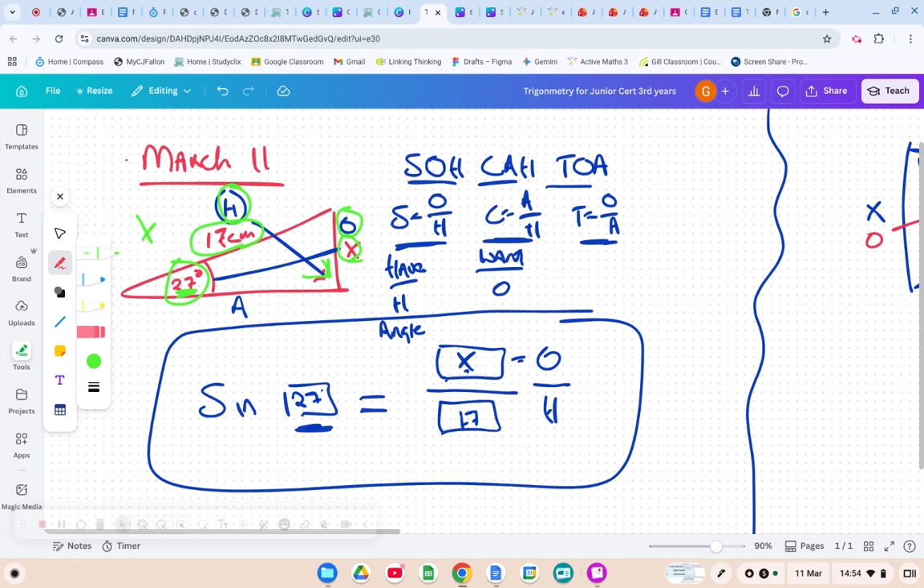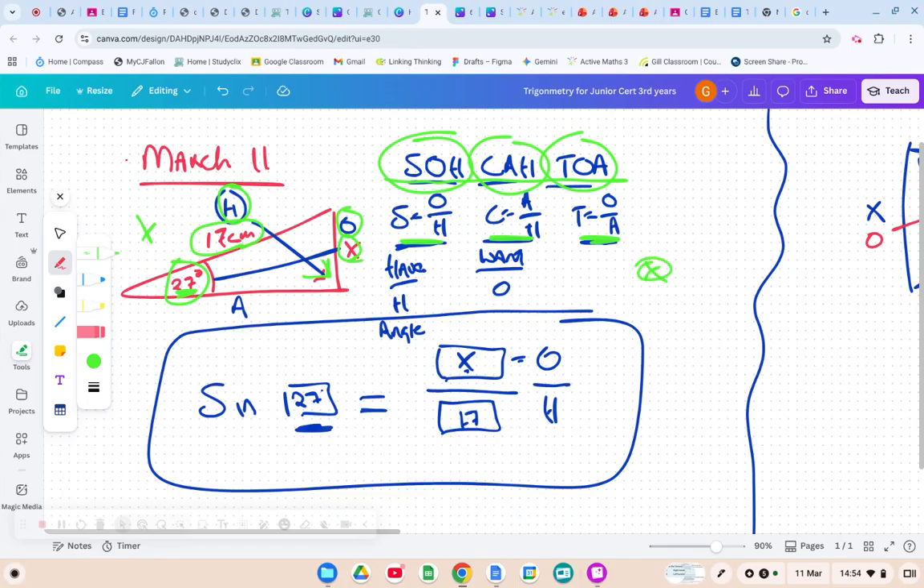Now the next thing you do is write out the word SOHCAHTOA. 3 letters and 3 different sections. So you write out the equations. S is equal to O over H, C is equal to A over H, and T is equal to O over A. Really important, the next bit, probably the most important thing.